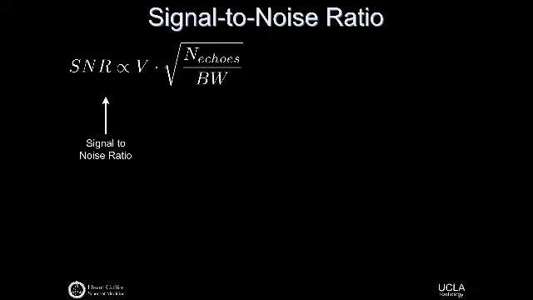Now, we want high signal to noise images, right? We want good image quality. We want high signal, low noise, and we can see everything better, so to speak. And an important expression to remember is that the signal to noise in your image is proportional to what we call the voxel volume, and then in a not obvious way, the square root of the number of echoes and your acquisition bandwidth, okay? So what do we mean by each of these things?